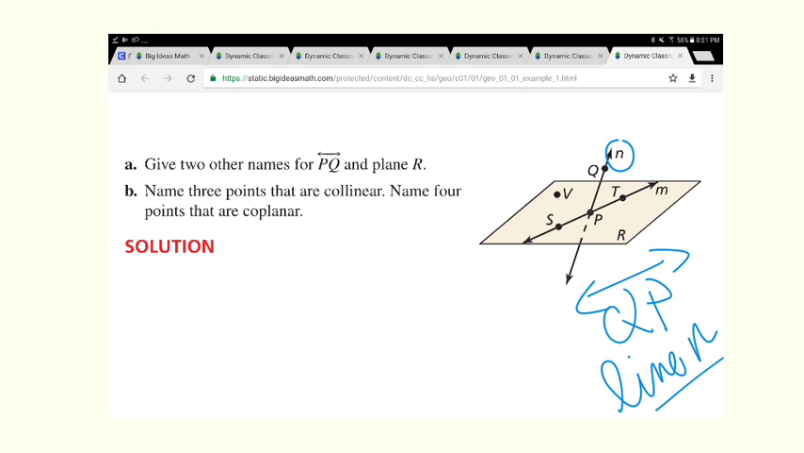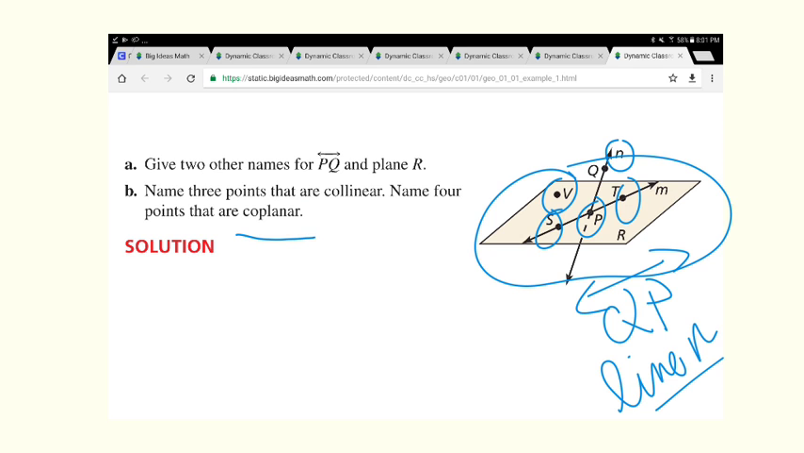Next it says, name 3 points that are collinear. So let's take a look here. Well, I've got S and P and T, and those are all collinear in a straight line. Next, it asks for 4 points that are coplanar. Well, if we look here, they've got this flat surface that they've drawn in, and S, P, T, and V are all coplanar.